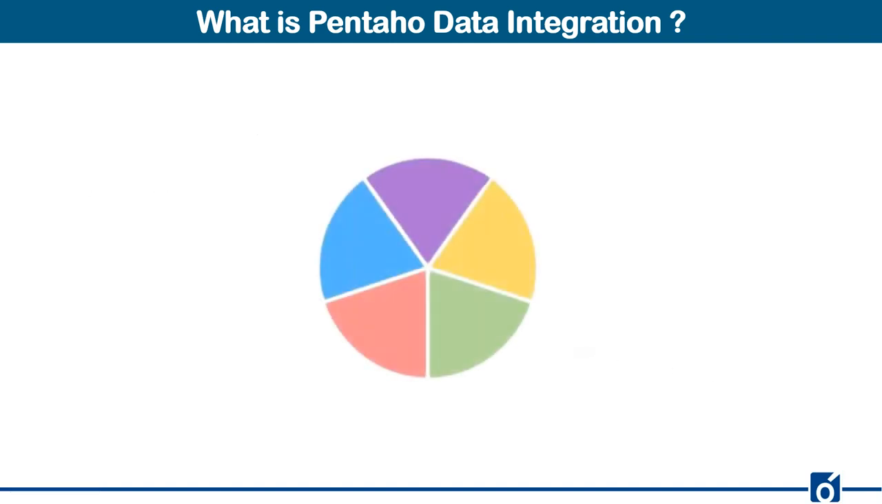Now, one more thing. Obviously, I'm saying Pentaho Data Integration, Pentaho Data Integration. If you want to understand the tool, what exactly is it? Generally, there are five terms you will hear frequently so far as Pentaho Data Integration is concerned. First one is Spoon, second one is Kitchen, third one is Pan, fourth one is Carte, fifth one is Kettle.